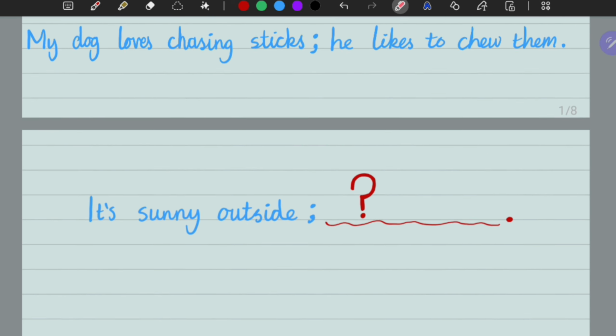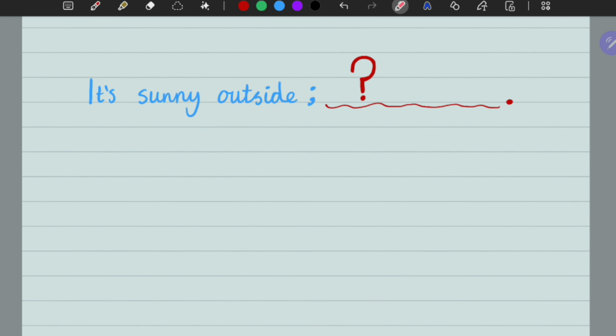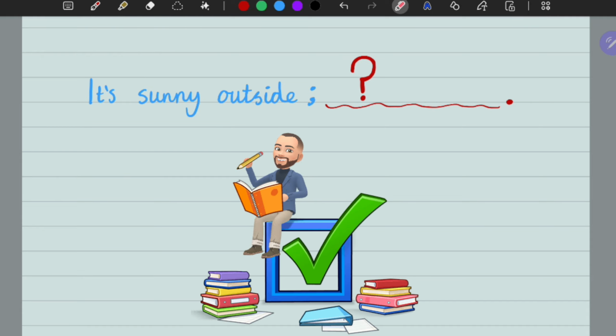Now it is your turn. I've put an independent clause here. It's sunny outside, with a semicolon. I want you to think of another clause that could be added here and would work with a semicolon bridge.